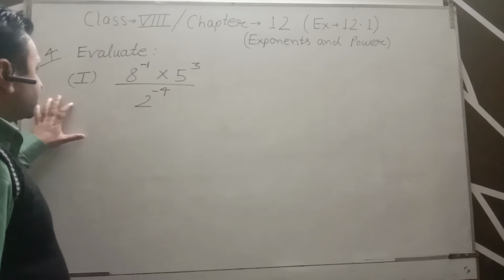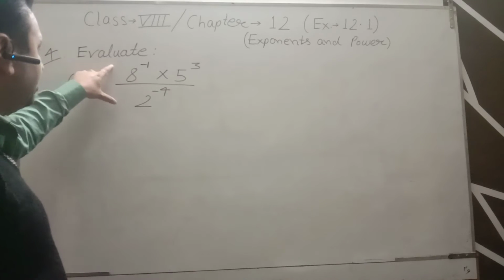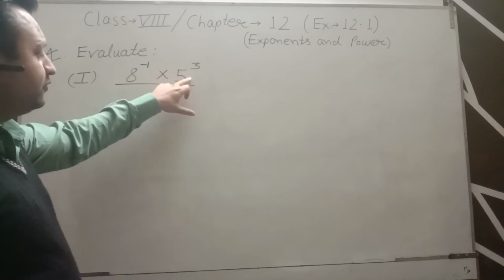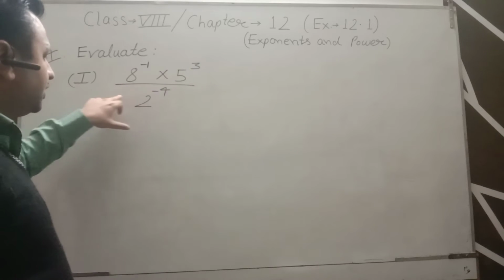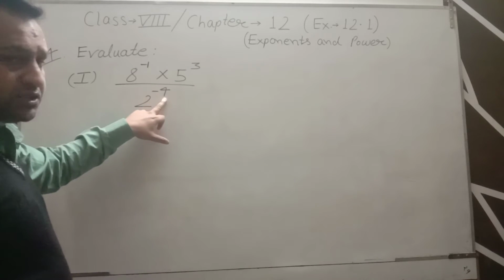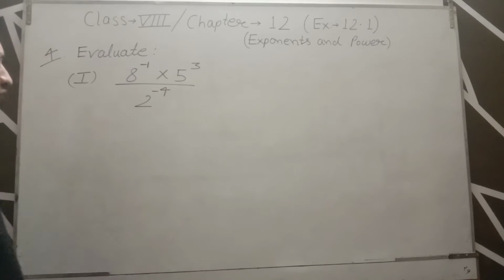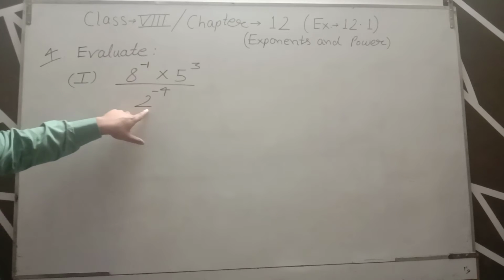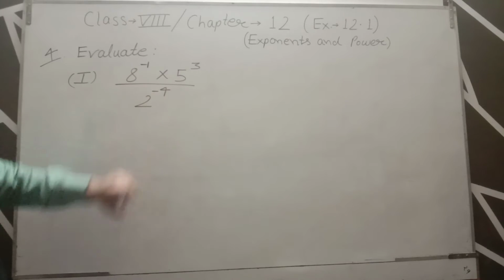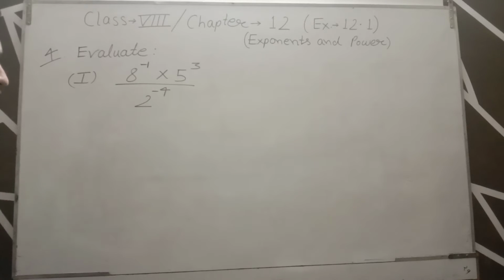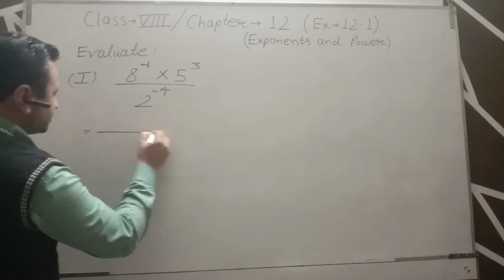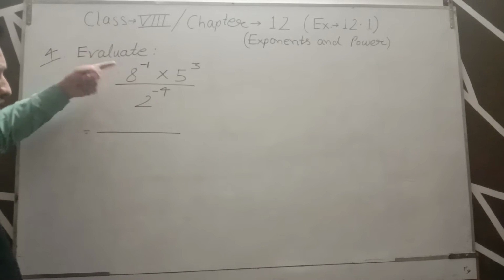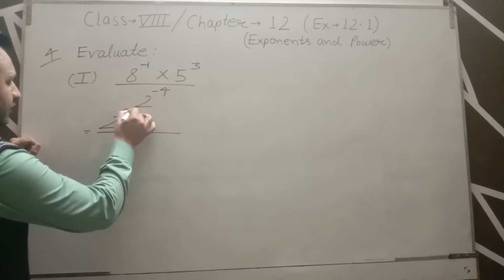Okay students, now we discuss question number 4. In question number 4, evaluate the first part: 8 raised to the power minus 1 multiplied by 5 raised to the power 3, which means 5 cube, and divided by 2 raised to the power minus 4. Then we have to find its value. Firstly, the numerator contains a negative power and the 2 also contains a negative power, and to convert the power to positive we use the law of exponents. We note 2 raised to the power minus 4 and convert it to positive: 2 raised to the power 4 in the numerator.